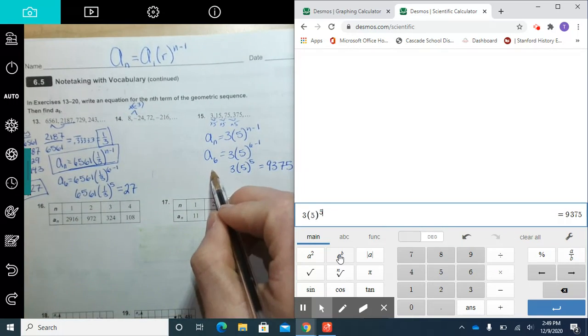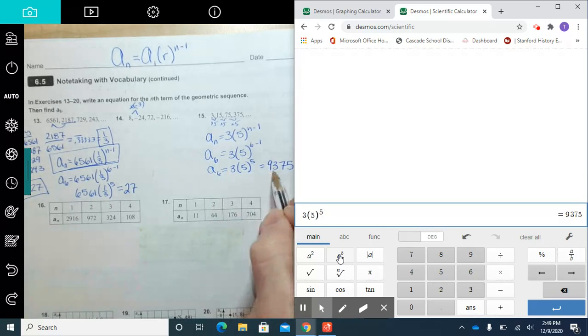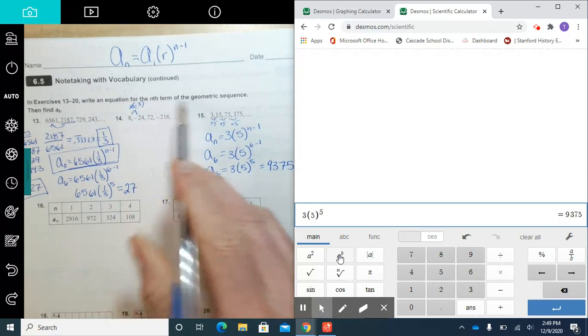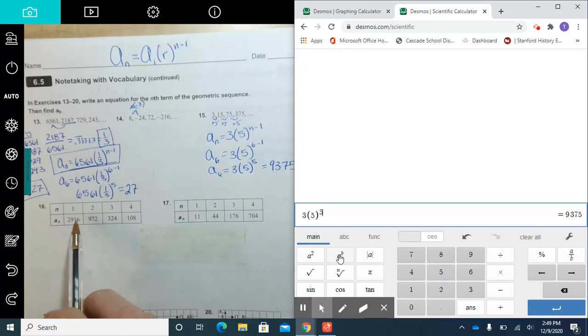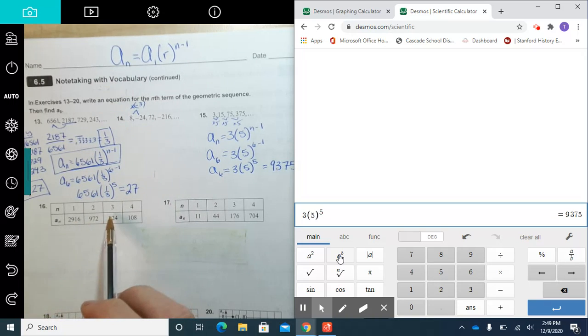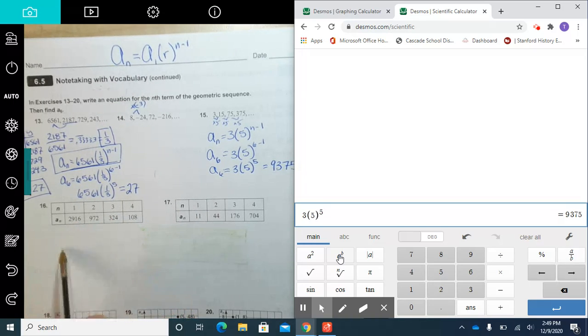There you go. A to the 6th, or the 6th term, equals 9,375. So there we go. All right. Number 16. It's written in the table already. I like writing the tables vertically, but here's your table.